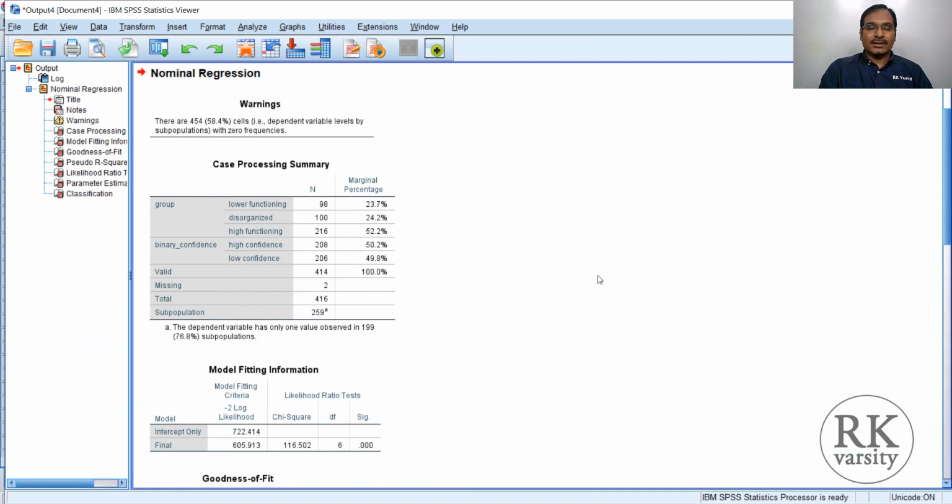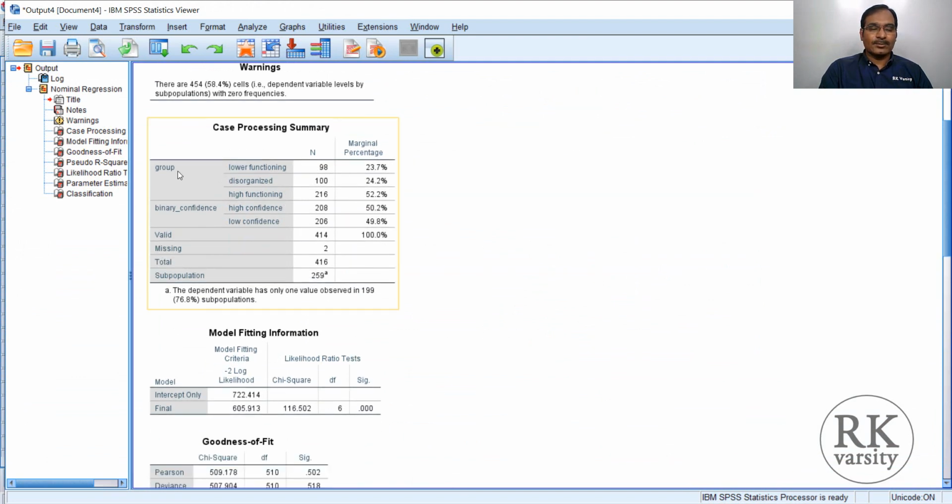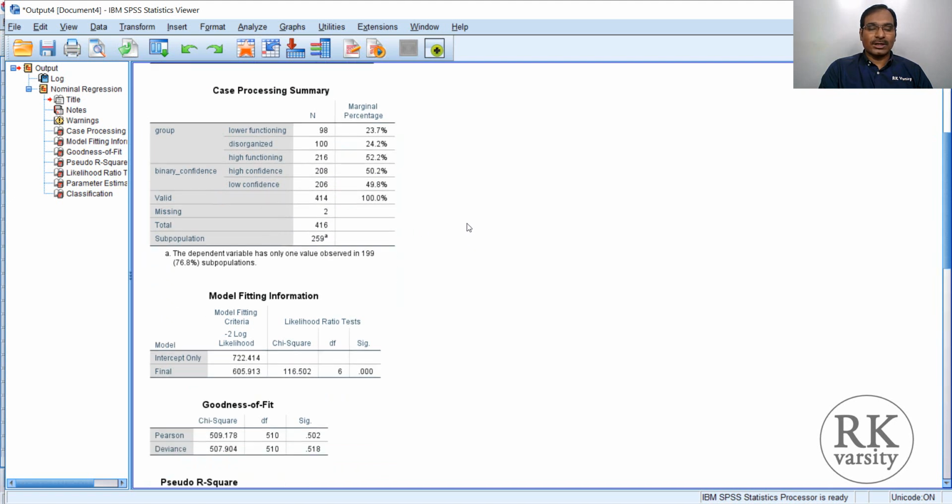So here is the output, which is presented in an output document. So here you have the case processing summary. So group: low functioning, disorganized and high functioning. Number of observations are here, and marginal percentage. So you have high functioning with 216 respondents. Then the binary confidence: high confidence 208 and low confidence 206, more or less both are equal.